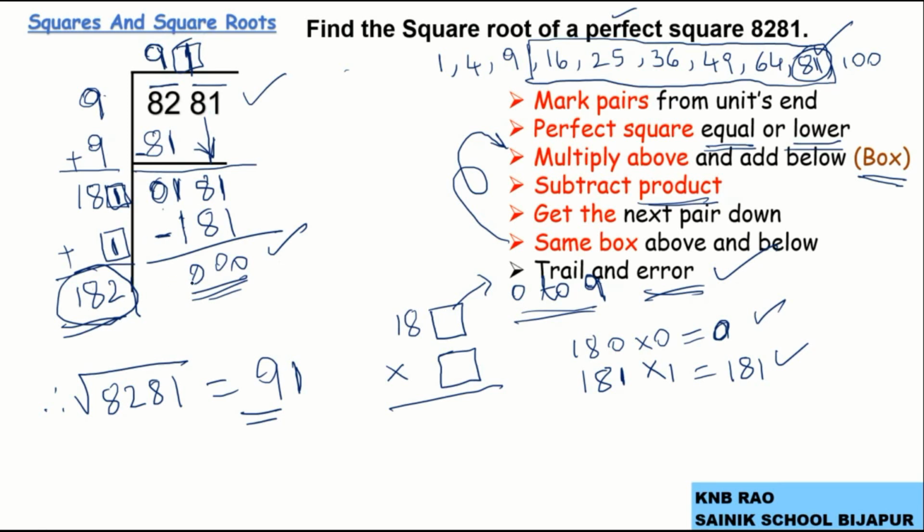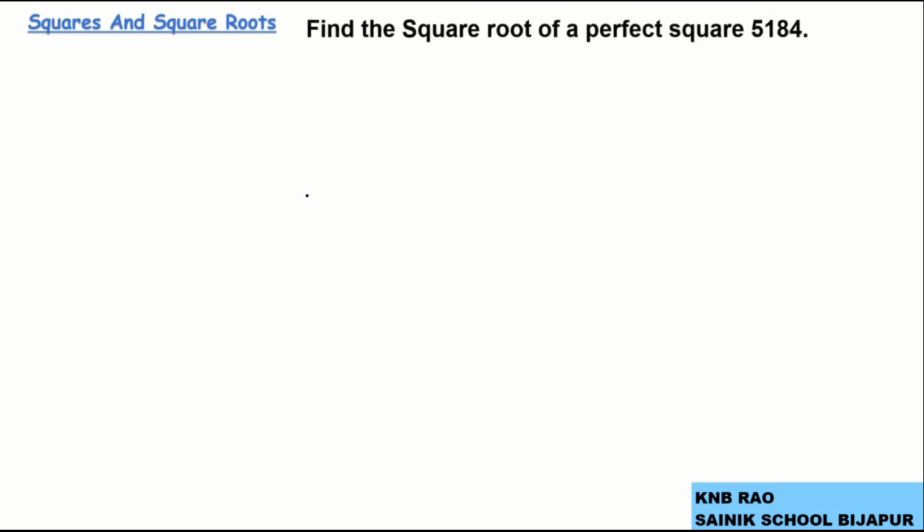So students, I hope you have understood how to find the square root of a number by the long division method, using this small short form of those steps which we learnt in our previous session. I will explain one more question to make it easy for you. Let us take another question. Find the square root of a perfect square, 5184. First take the number, write down that number, draw the line above and below.